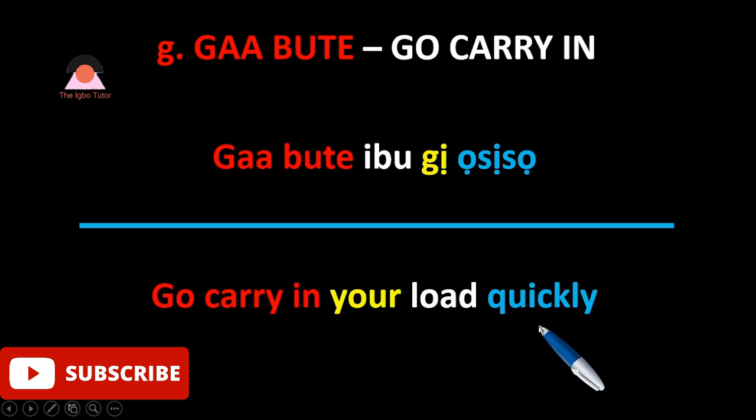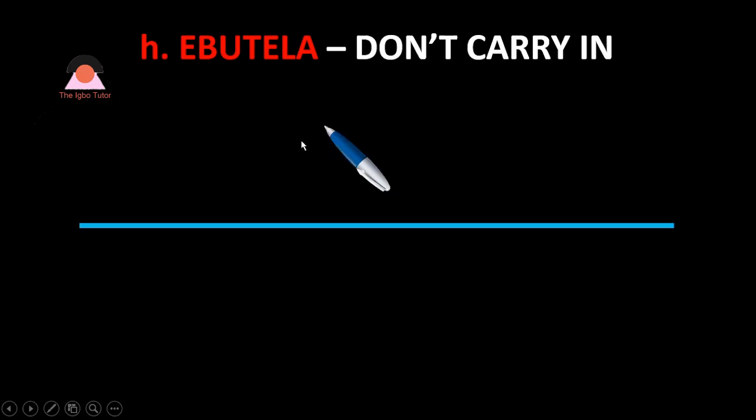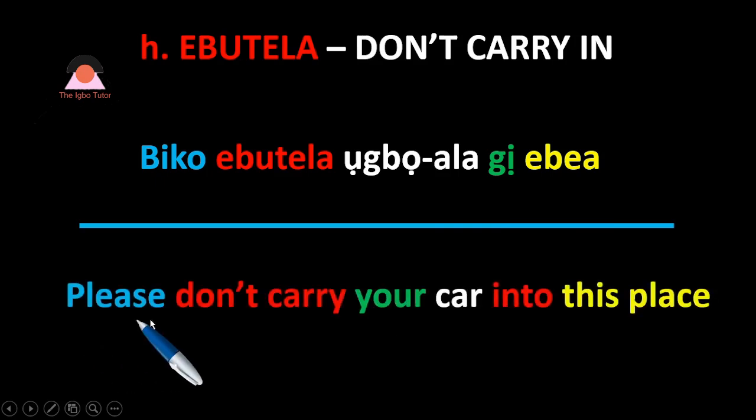Of course, you can match the colors for word meanings. We'll move on now. Opposite instruction. Ebutela, don't carry in. What does this mean? Biko, ebutela ụgbọala gị ebe a. This means, please, don't carry your car into this place.